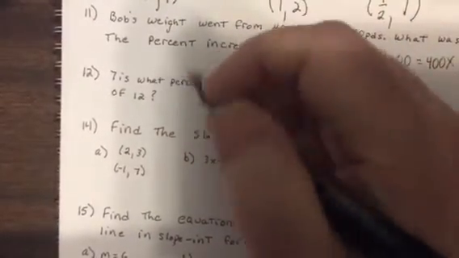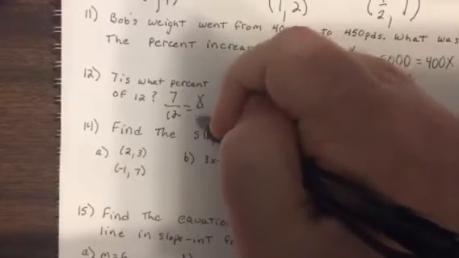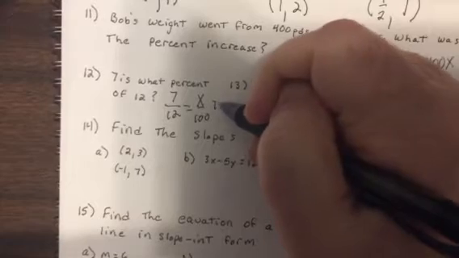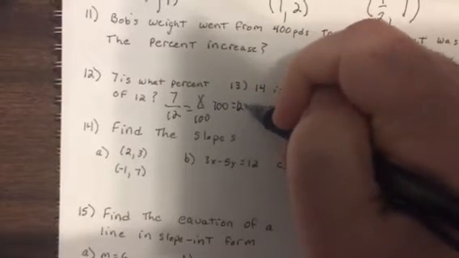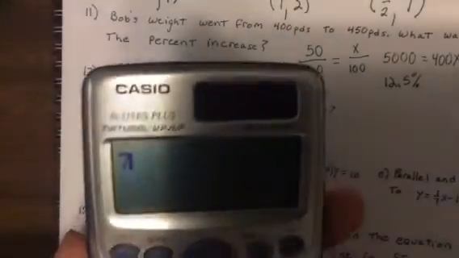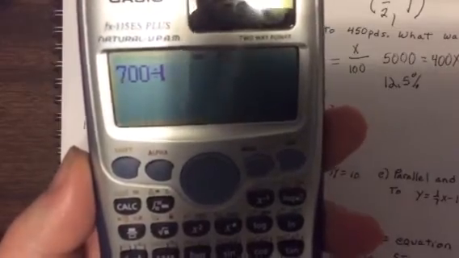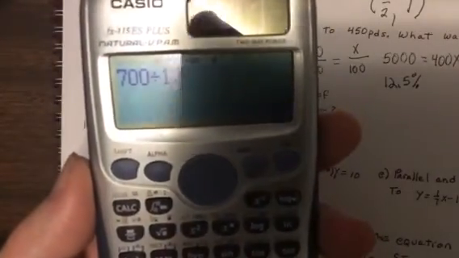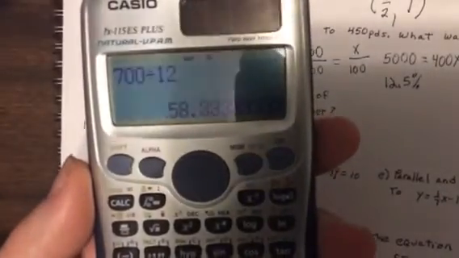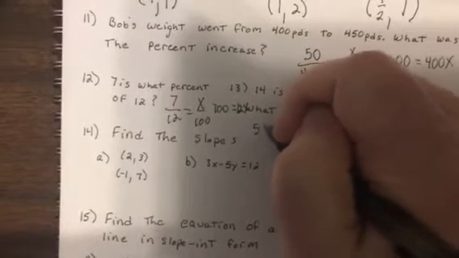7 is what percent of 12? Remember, it's is over of equals percent over 100. So 700 equals 12x. Once again, get the handy dandy trusty calculator. So it'd be 700 divided by 12. And we get 58.33. Now remember, I like hundredths.